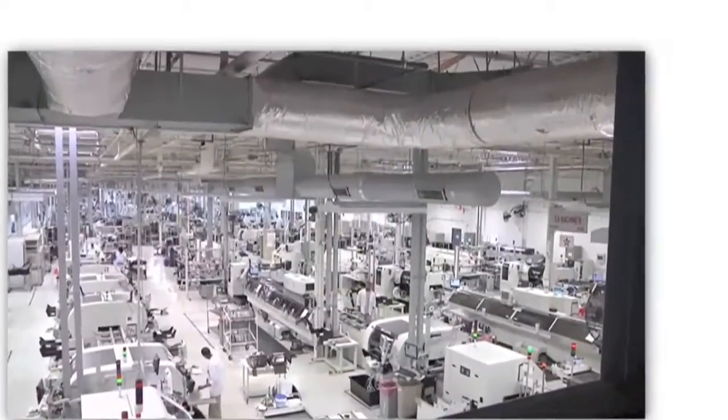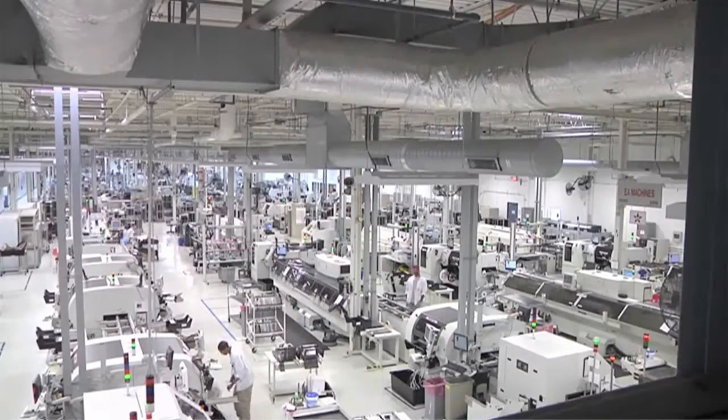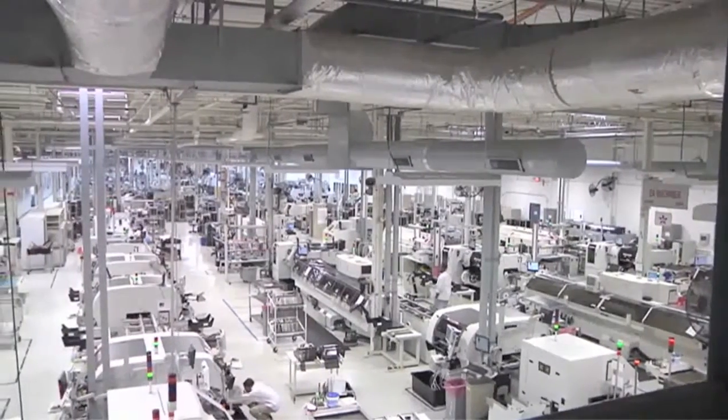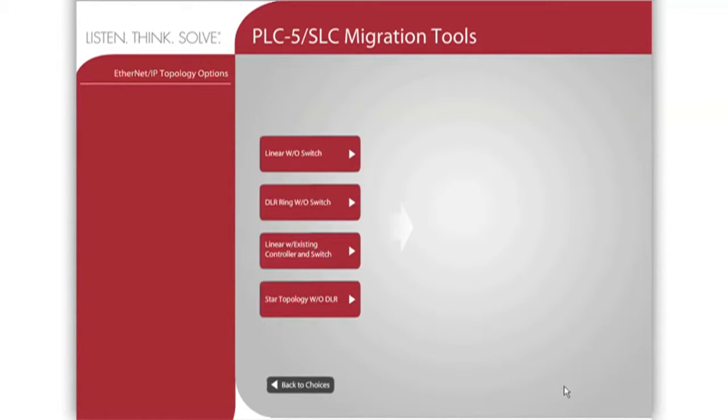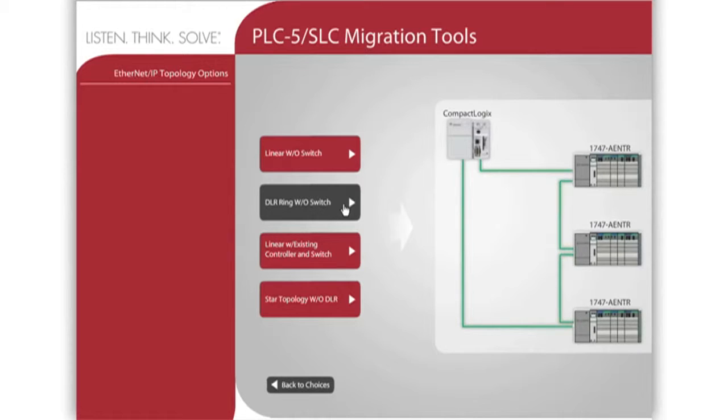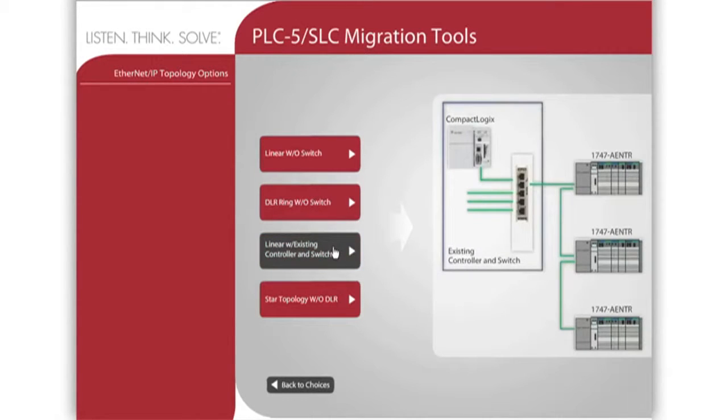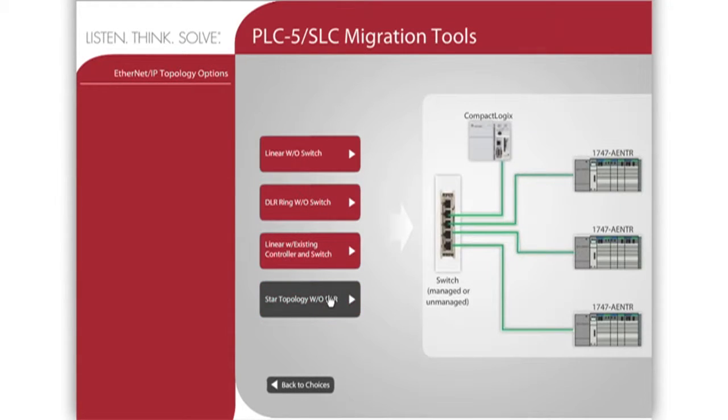Step 1. Document the current system layout and define future needs. Your first step is to document your existing system as a reference point. This will allow you to find a solution that meets existing and future requirements. The PLC-5 SLC Interactive Migration Planner will step you through phased migration options offered by Rockwell Automation.